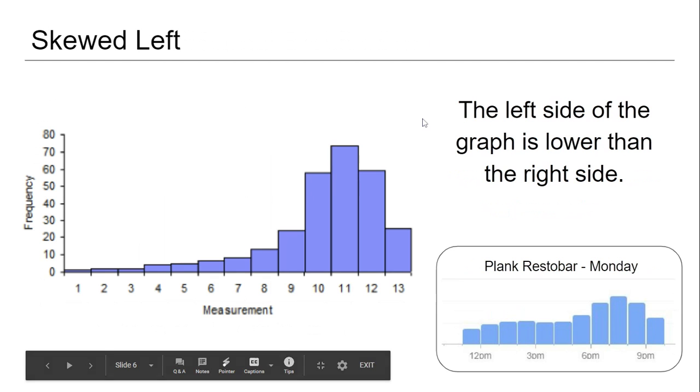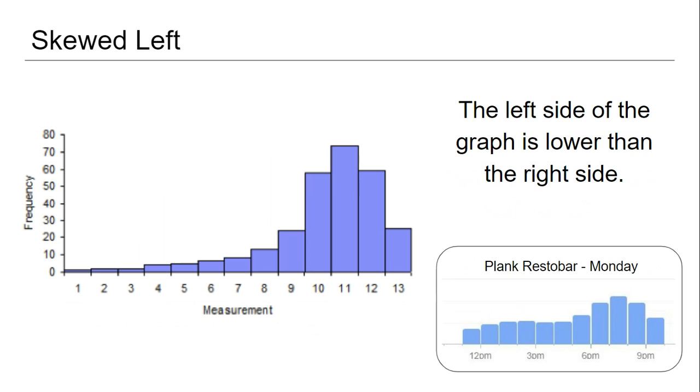Our next type of distribution is called skewed to the left. If you look at this graph, you'll notice that the left side of the graph is really low and the right side of the graph is quite a bit higher. Because the left side is really low, this is called skewed left. Some people think it might make more sense for this to be skewed right because that's where all the bars are. But when something is skewed, it means that's the really low side. So this is skewed left.